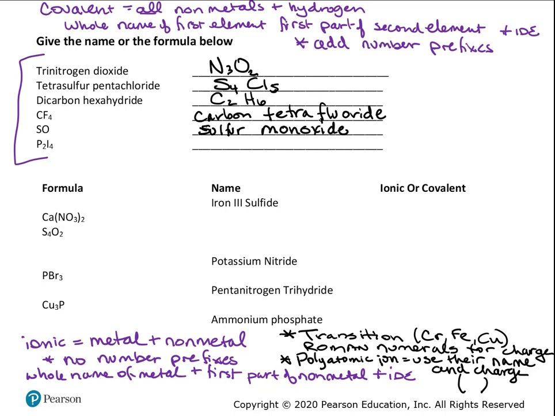Right? So I don't have to put mono for the sulfur because it's the first element. So if there's only one, that's not a problem. Second element, if there's only one, you got to put mono. Okay? It's the only time you have to use the mono.